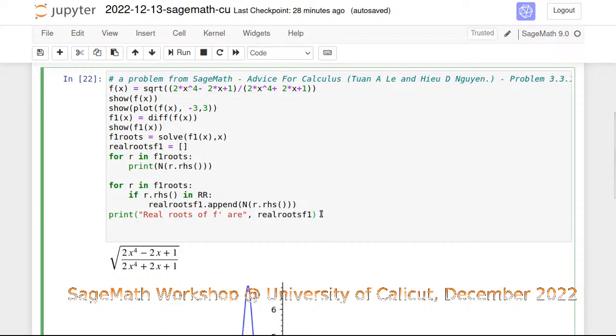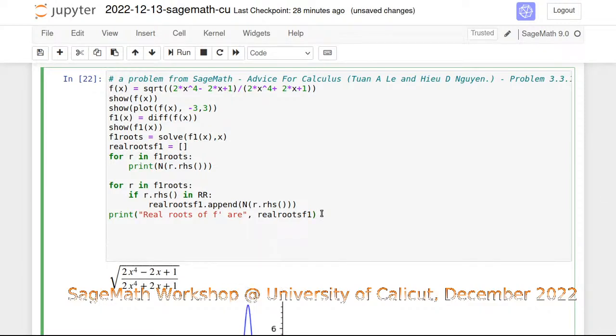Okay. Now we got all the real roots. Now suppose that we want to draw the tangent line at these points. You can see horizontal tangent lines. So how do we draw the horizontal tangent line now? We have already seen how to draw that. Okay, the tangent line equation we know, right?